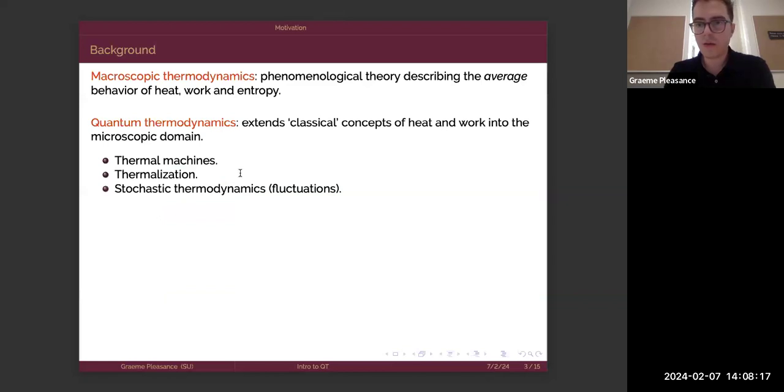Okay, as I just mentioned, one main area of quantum thermodynamics is the description of thermal machines, so heat engines and refrigerators. What I'm trying to convey here as well is that quantum thermodynamics is quite an extensive field in its own right. It doesn't just encompass thermal machines; it's also interested in more foundational questions of quantum mechanics, in particular things like thermalization.